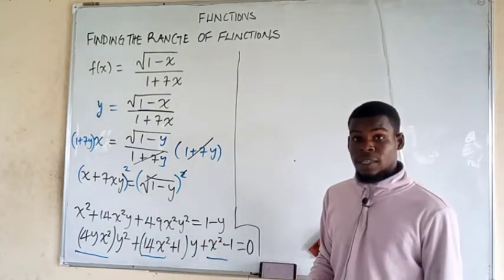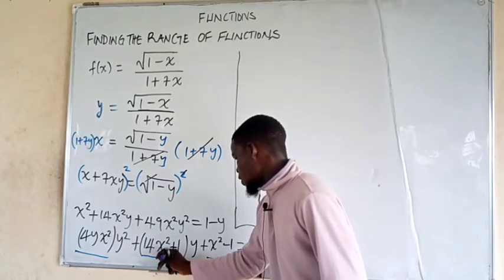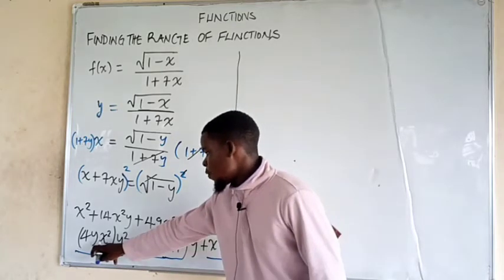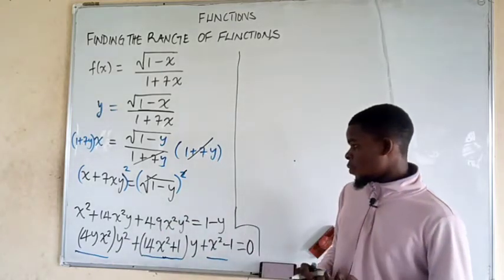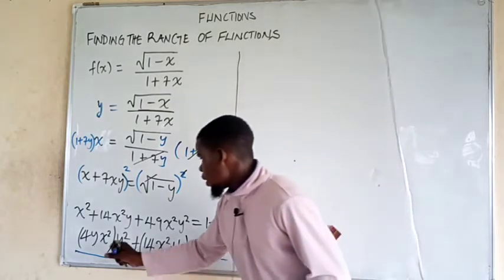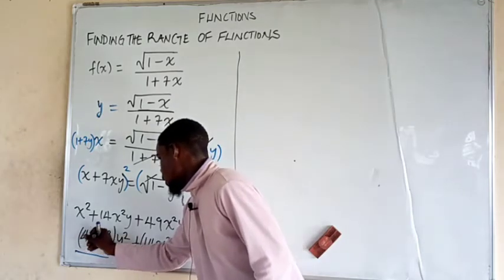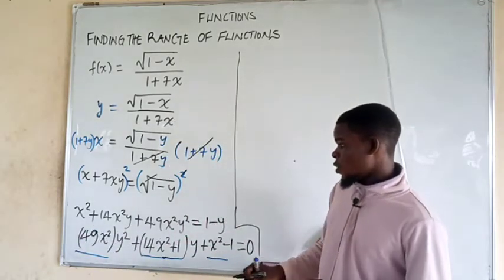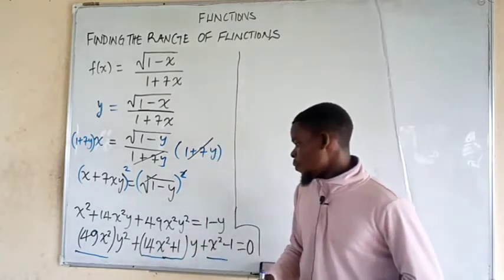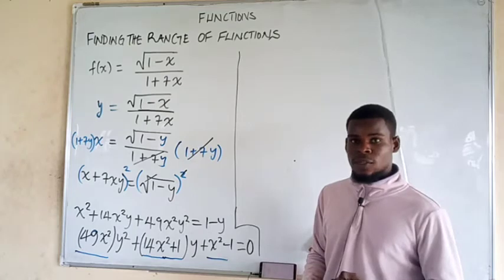Great. Okay, that's better. So as I was trying to say, this gives us a quadratic where a is 49x squared, b is 14x squared plus 1, and c is x squared minus 1.